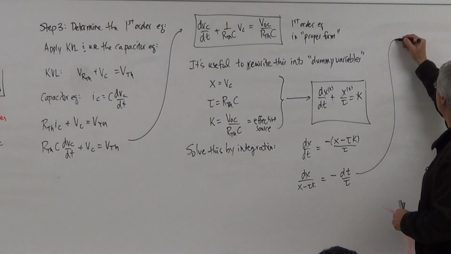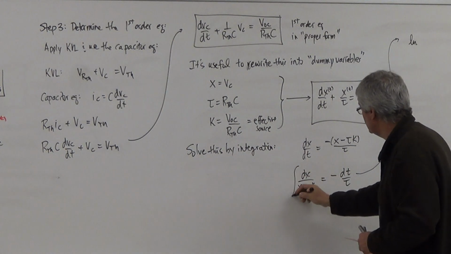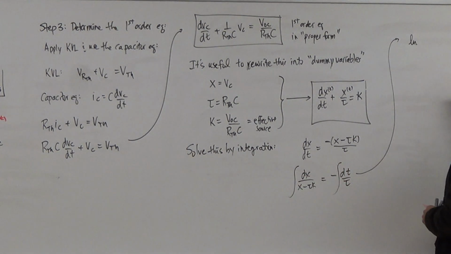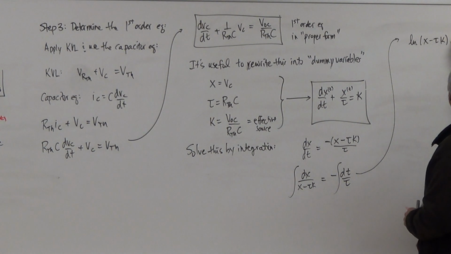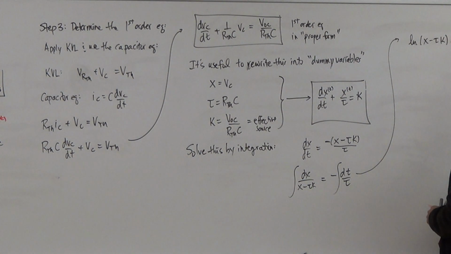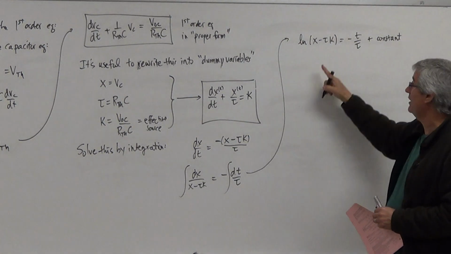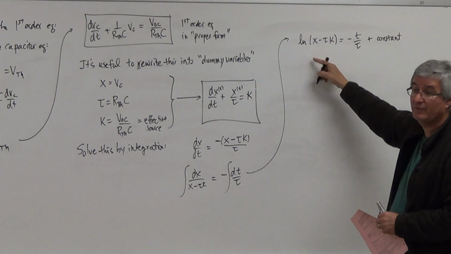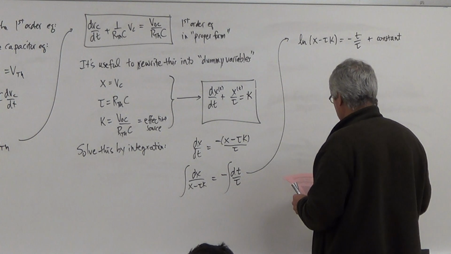So if I do this here, I'm going to get the natural log. And so if I integrate these guys, I'm going to get the natural log of what? X minus tau k. And then I'm going to get minus t over tau plus some constant. So if I get this constant here, you can see that my whole goal is to get rid of this guy. So if I want to get rid of this guy here, what I'm going to end up with is what?